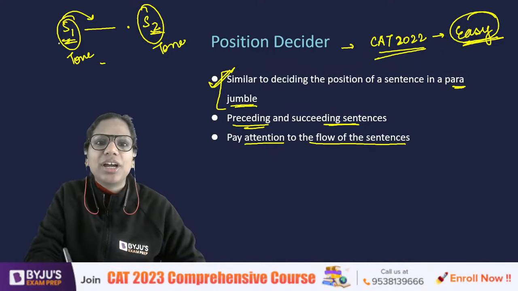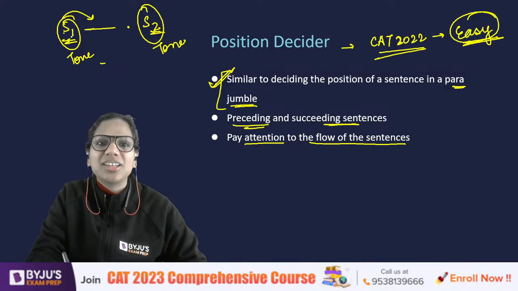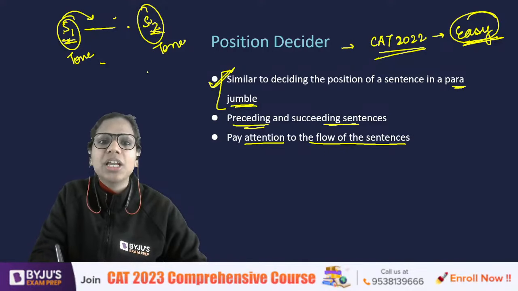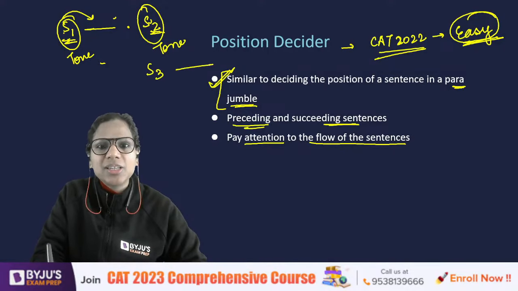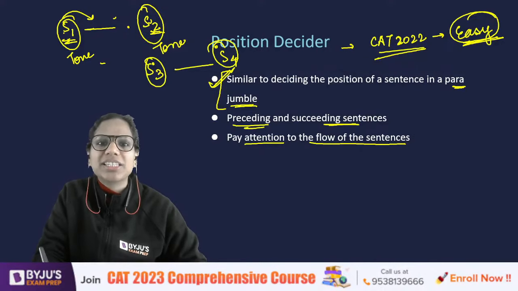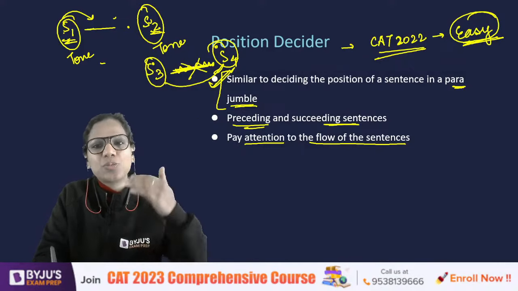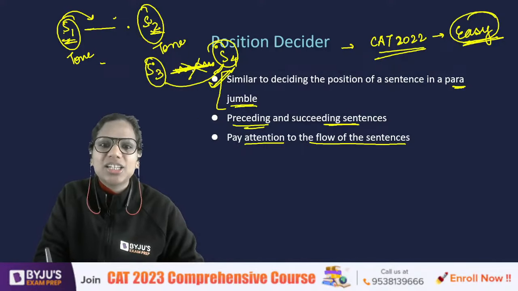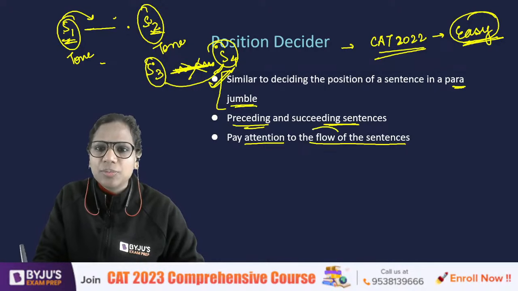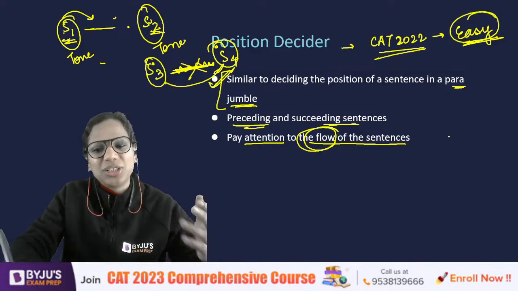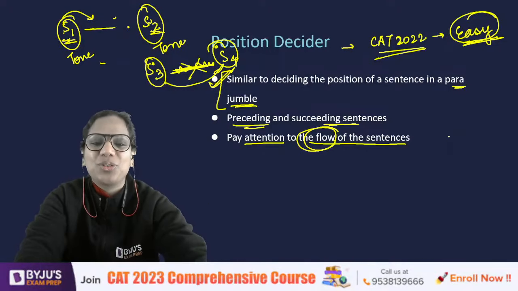Don't just remain confined to the sentences that are there after or before the blanks. Pay attention to the flow of the sentences, because a lot of times you will realize that there is a blank between S3 and S4, but S3 and S4 make perfect sense together. They are pairs. Nothing can come in between them. So automatically that helps in eliminating this position. This option is eliminated then. The sentence won't come here. So pay attention to the flow of the sentences, whether they make pairs or not. Ultimately, it's parajumble in a different form.